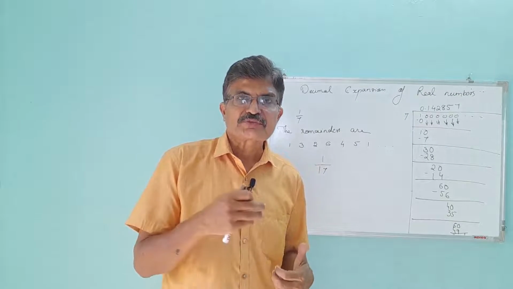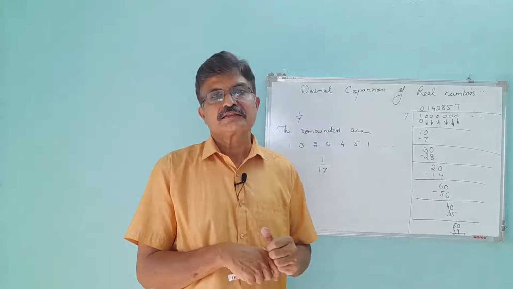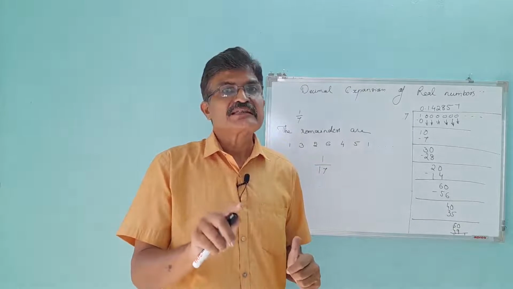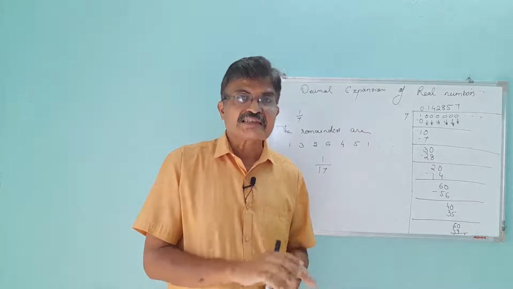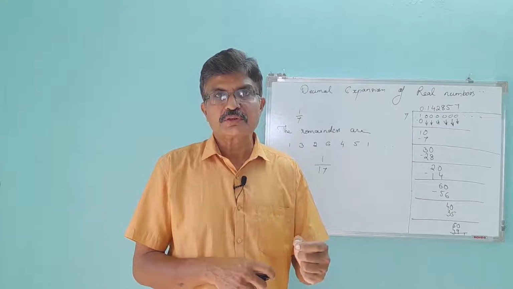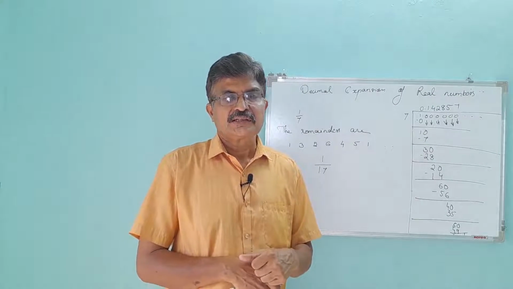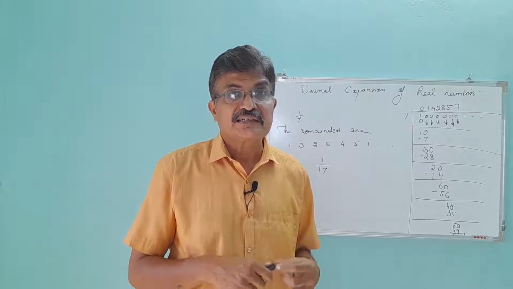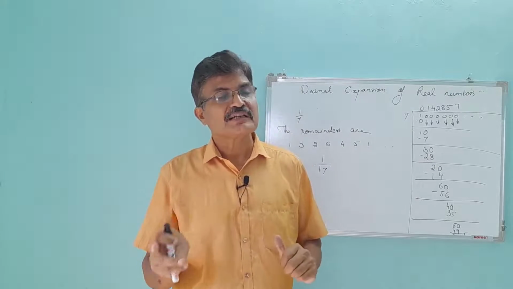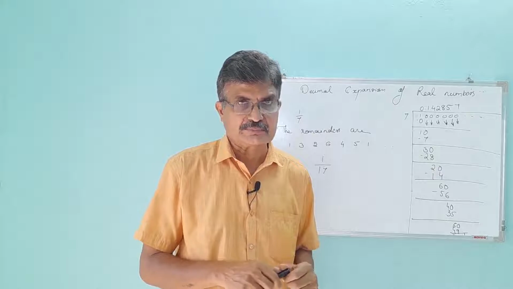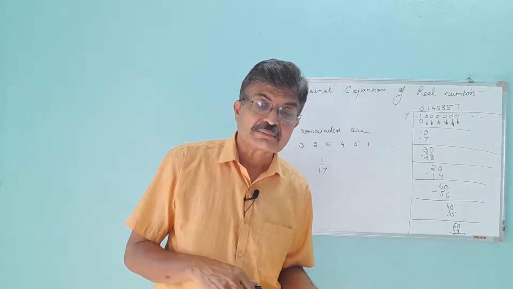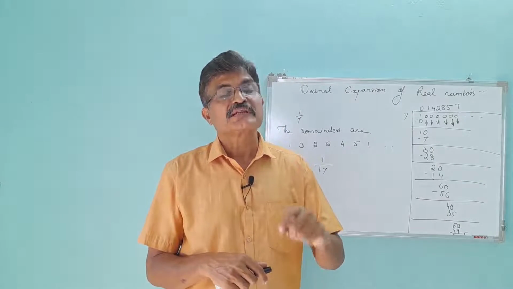Now we can define a rational number based on the decimal expansion. If the decimal expansion of a number is either terminating or non-terminating recurring, that number is a rational number. Or we can say that the decimal expansion of a rational number is either terminating or non-terminating recurring. Then how can we define irrational numbers? Numbers whose decimal expansion is neither terminating nor recurring are called irrational numbers.